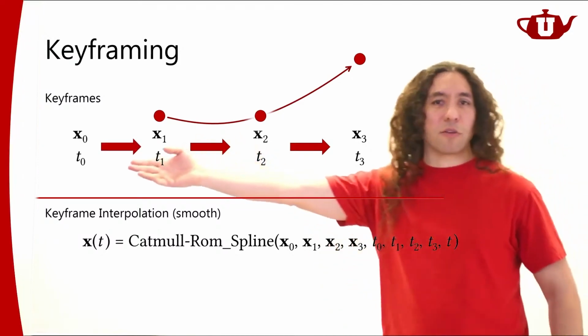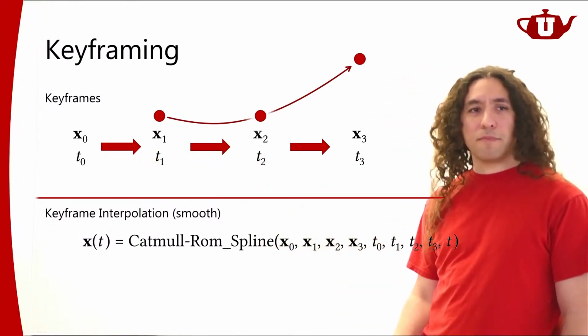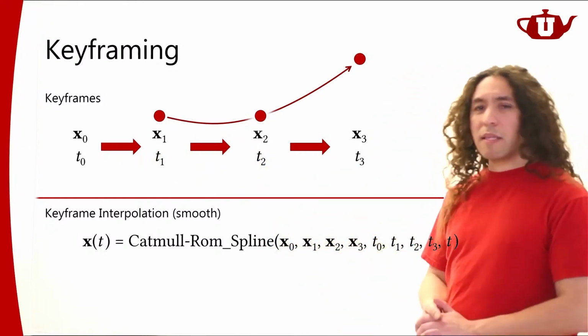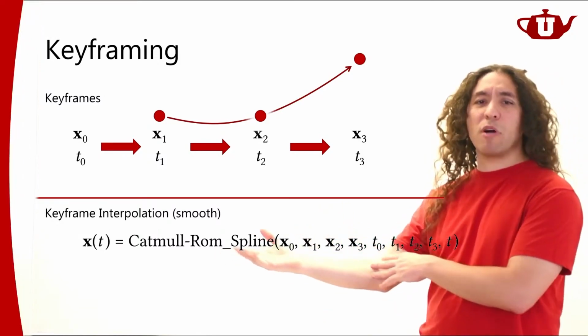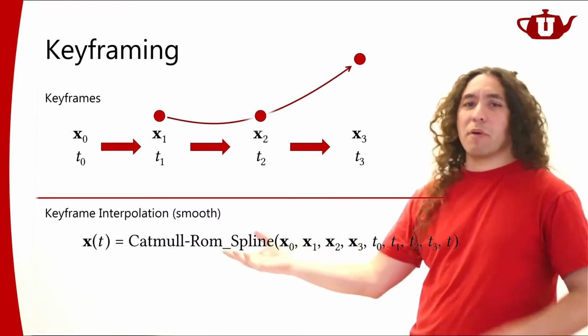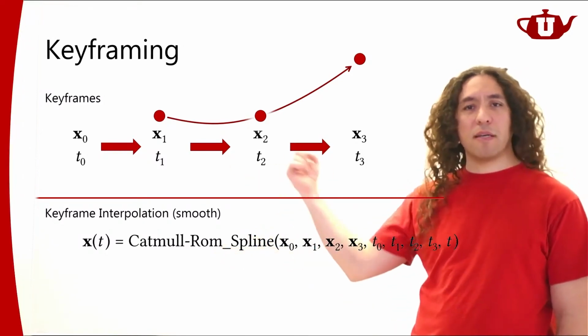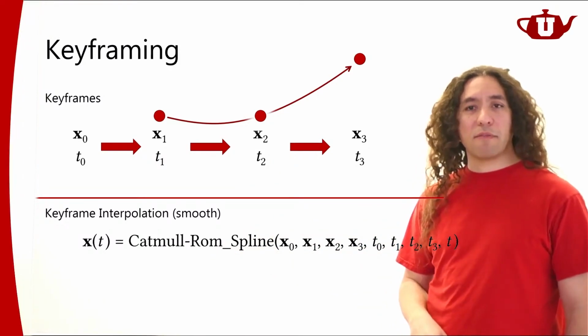I'm assuming that there's another control point here, and that would be a function of these control points, right? So, yeah, you don't have to use Catmull-Rom spline. There's a whole bunch of different things you can do here. I'm just giving you an example. A Catmull-Rom spline could be really nice for defining a smooth interpolation between keyframes.